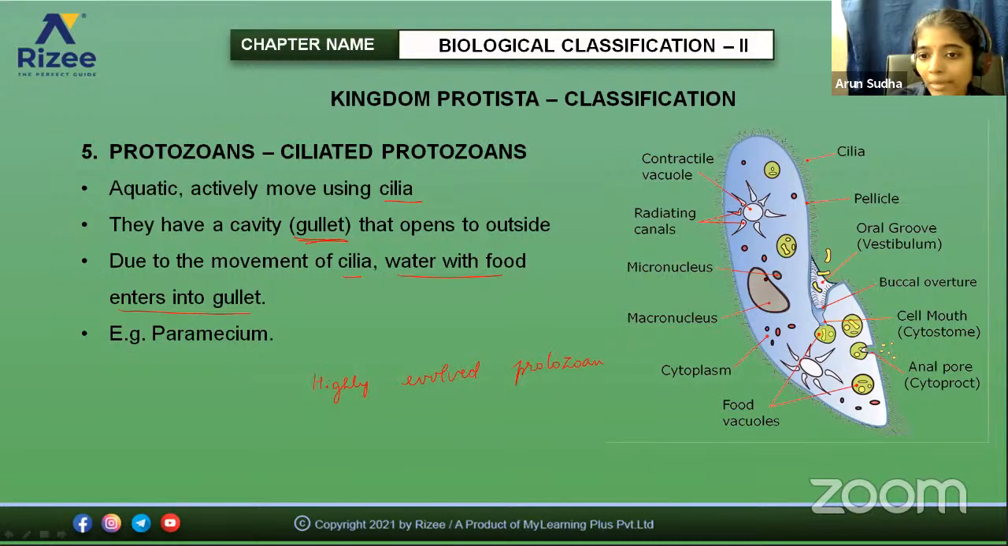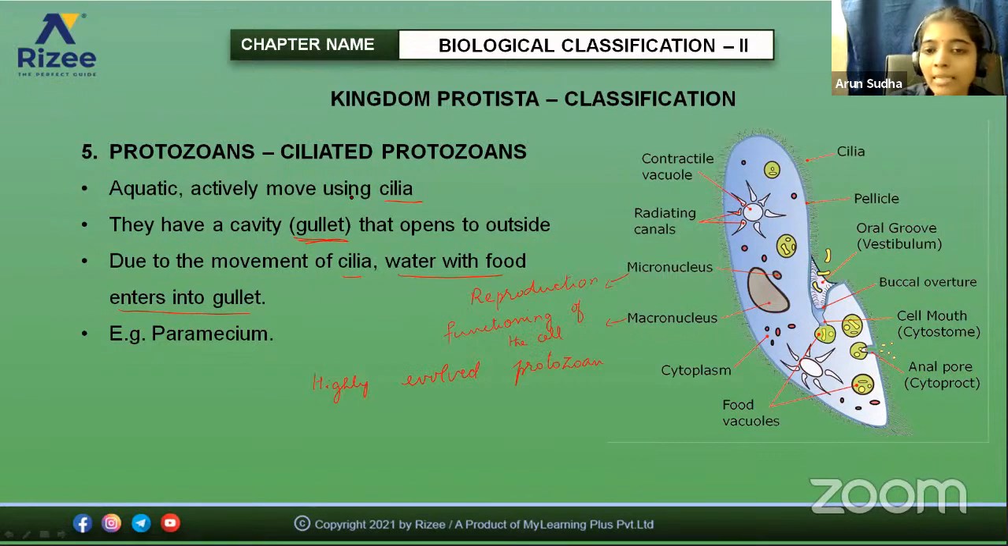If you see the structure of Paramecium, they have two types of nucleus. One is called the micronucleus and the other is called the macronucleus. The micronucleus is involved in reproduction, and it is the storehouse of genetic material. But the macronucleus is responsible for the other general functioning of the cell. It contains many copies of the genetic material. So these two nuclei are responsible for the reproduction and general functioning of the cell.